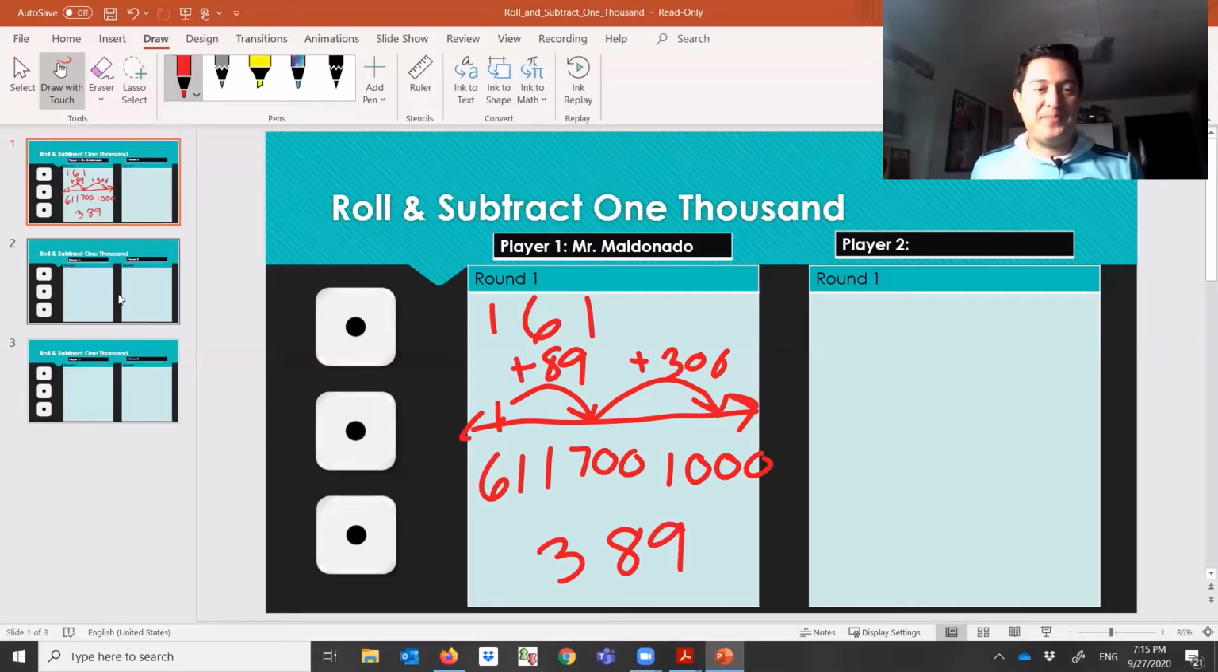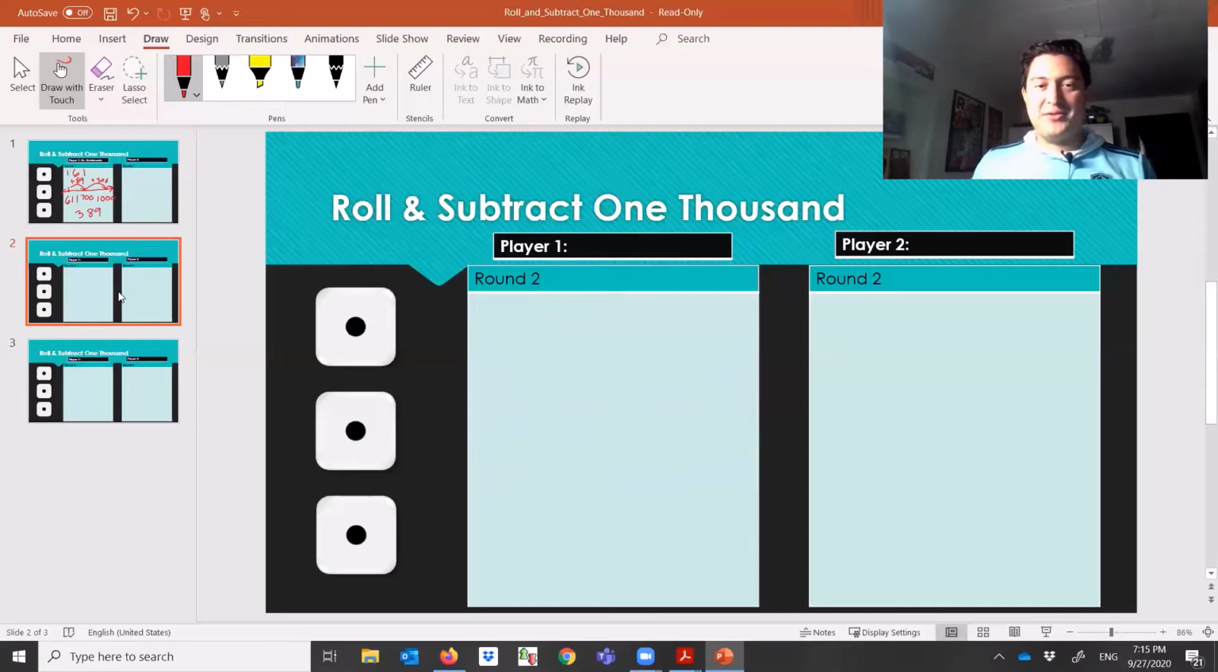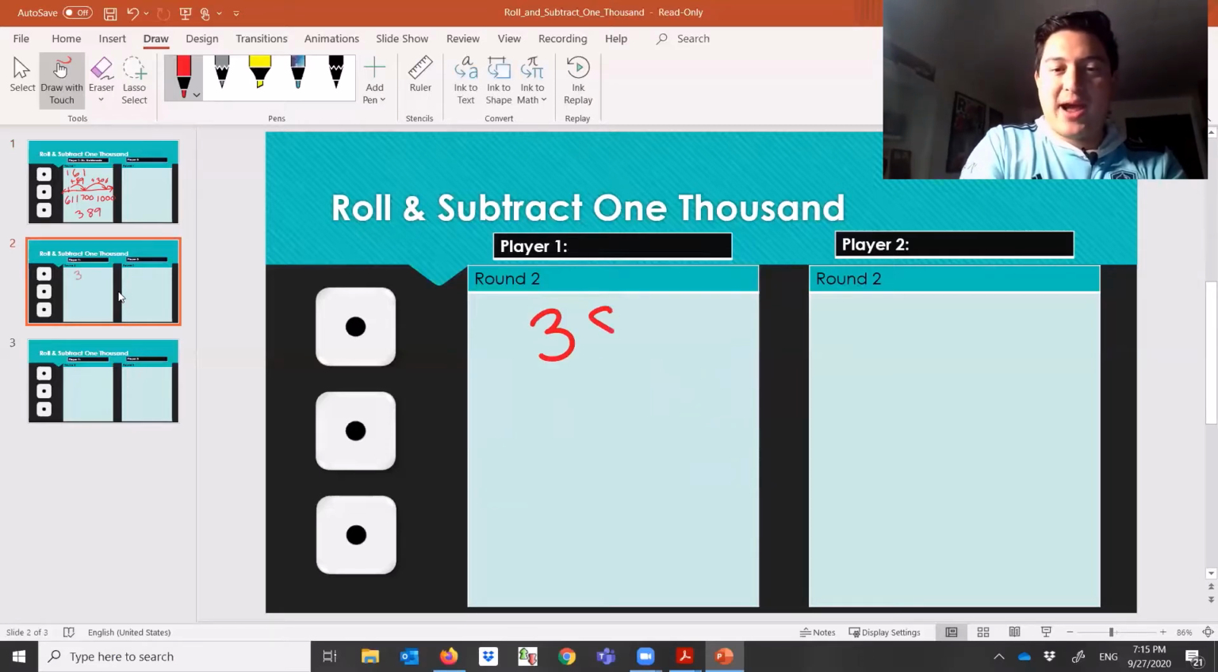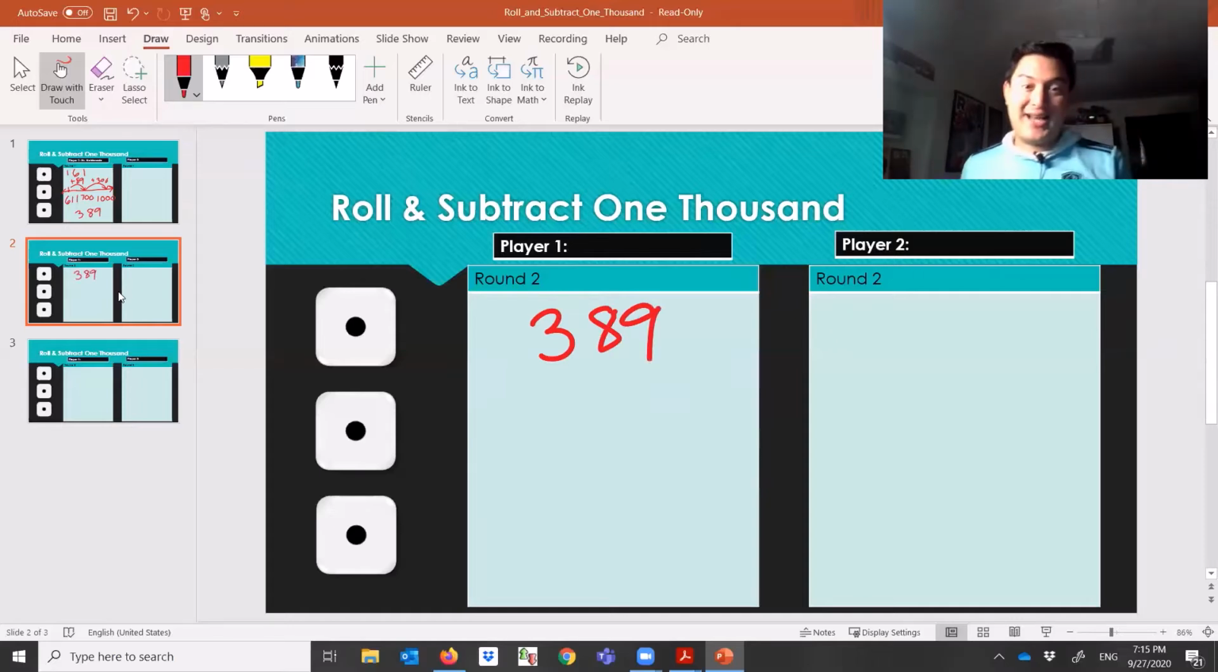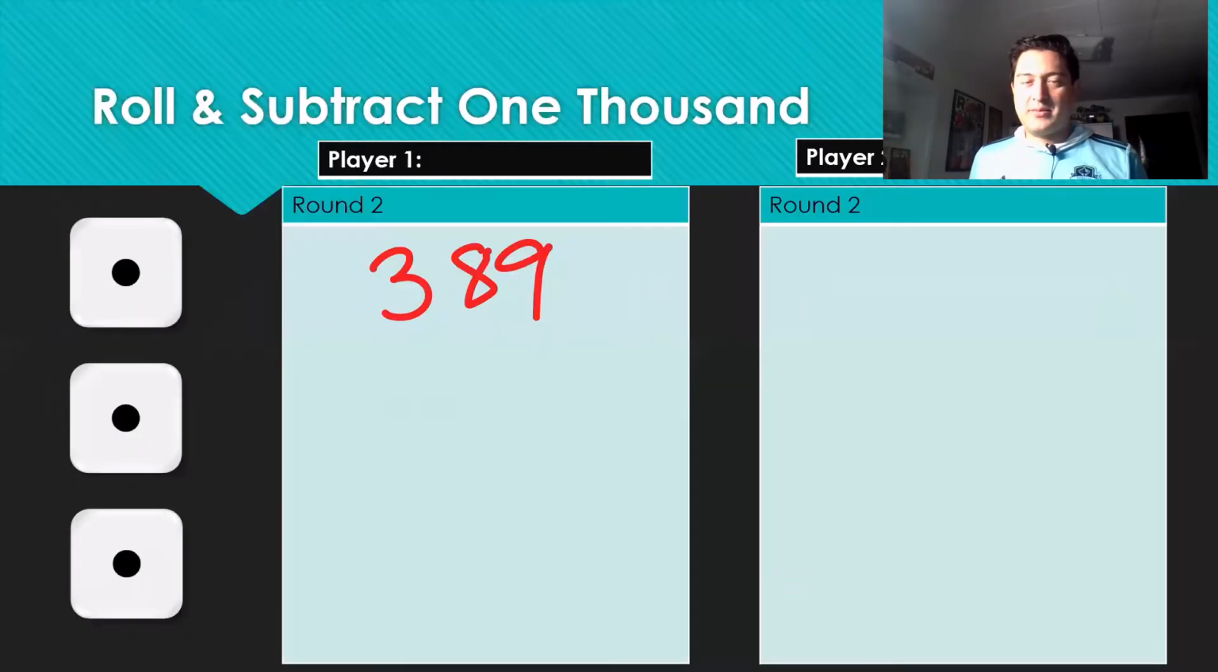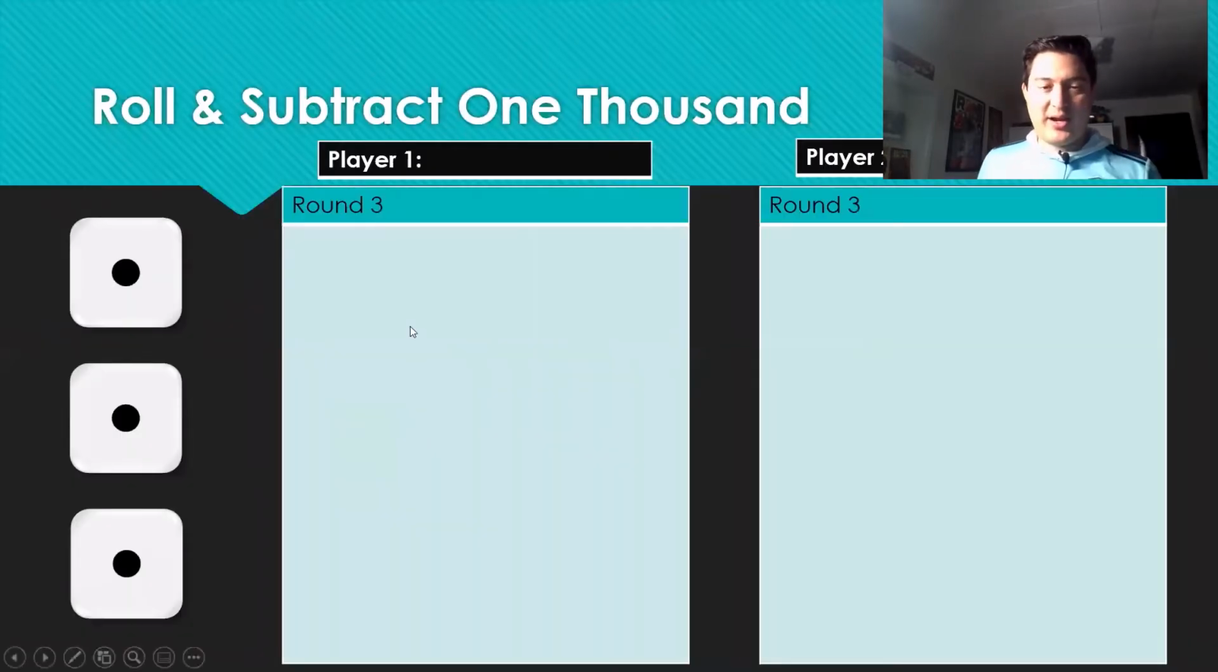So I'm going to go to round 2 now. This is round 2, so I'm going to write 389. I have to remember that that's where I'm at now. So now I have to roll my dice again. Let's do that. I'm going to click the highlight button here.